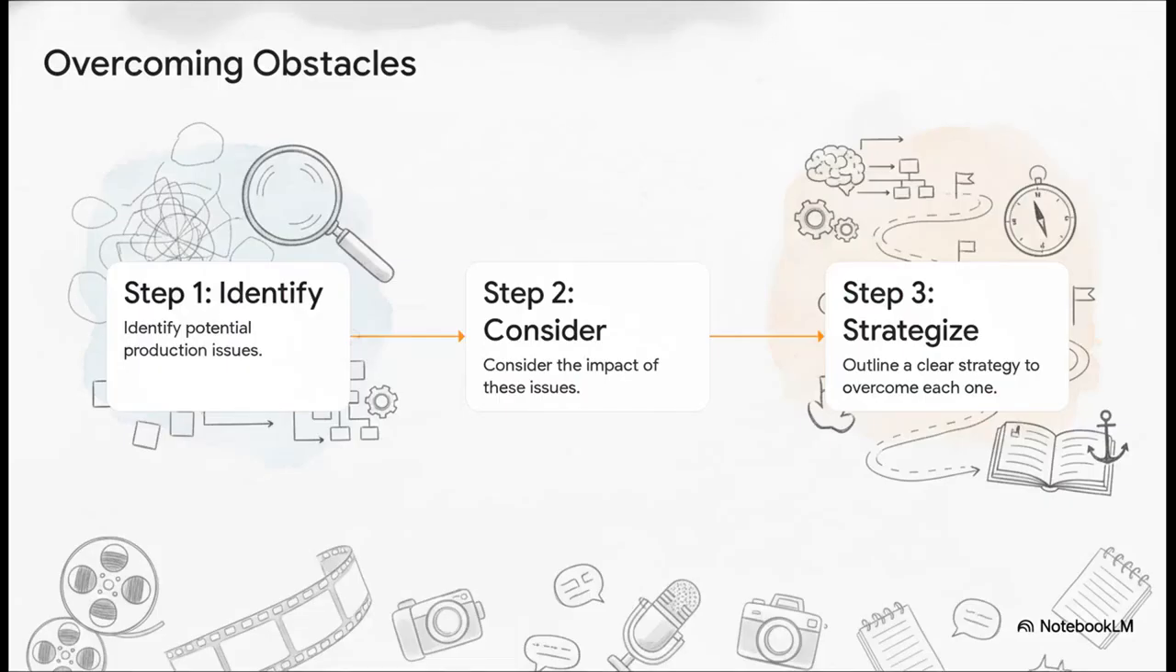So what does this integrated thinking actually look like? Well, it's all about foresight. You don't just identify a potential problem, you stop and you consider its impact on the entire project. And then, this is the most important part, you strategize a clear, actionable plan to deal with it.